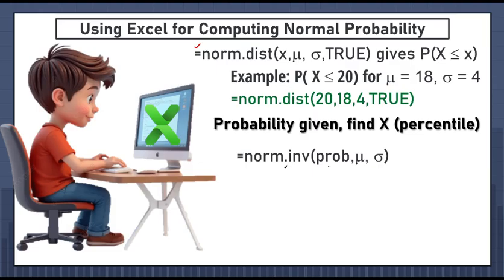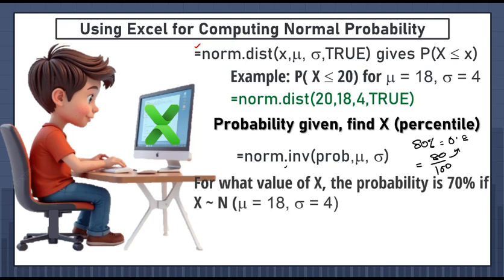Say you want probability below 80%, so you may write 80%. You have to remember that 80% is actually 0.8. Why? Because 80% is 80 divided by 100. So this is 0.8, and we put 0.8 here, then mu, whatever be the value of mu, and the corresponding value of sigma. No true, false, etc. is required.